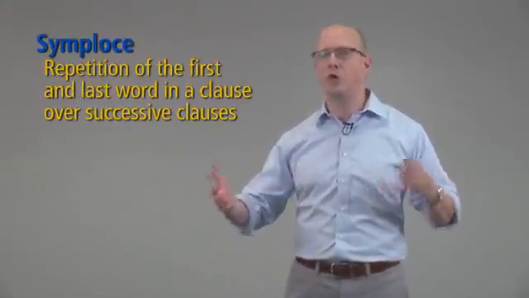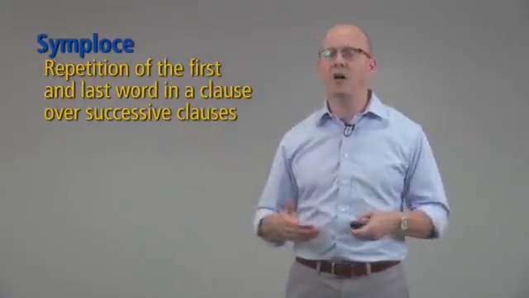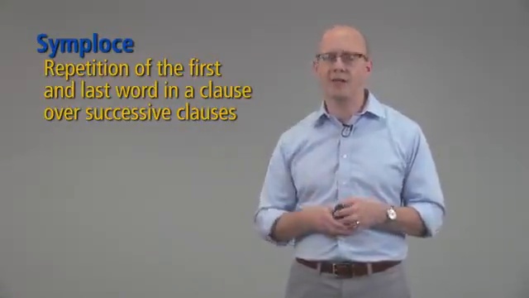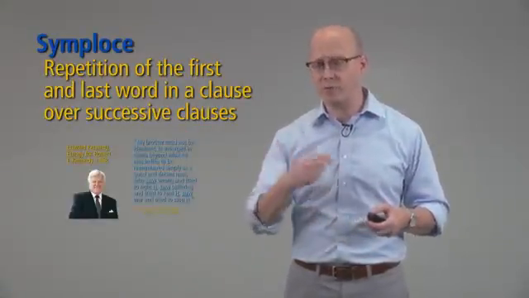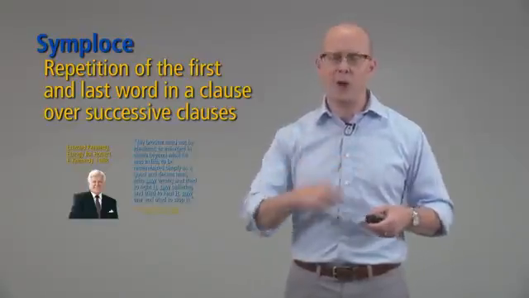So if we've talked about anaphora, epistrophe, let's talk about symploche, repetition of the first and last words in a clause over a series of a number of clauses. So this is from Ted Kennedy's eulogy for his brother Bobby Kennedy, Robert Kennedy.